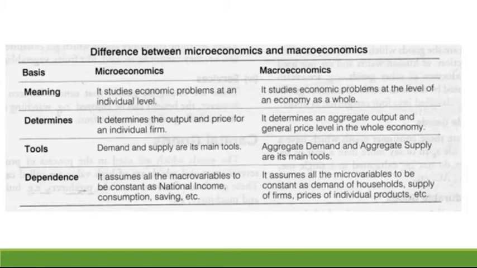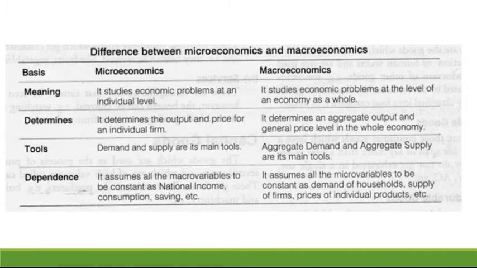So, the first differentiation is on the basis of meaning. Microeconomics studies economic problems at an individual level, whereas macroeconomics studies economic problems at the level of an economy as a whole. Second basis, determines. Microeconomics determines the output and price for an individual firm, whereas macroeconomics determines aggregate output and general price level in the whole economy.